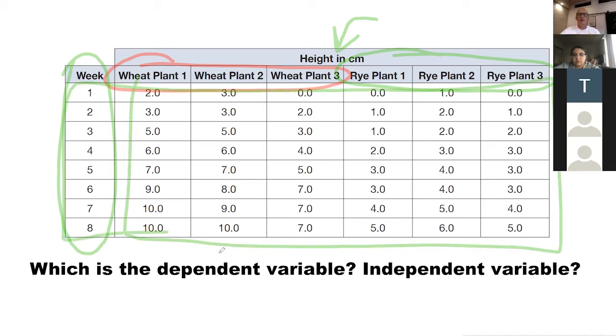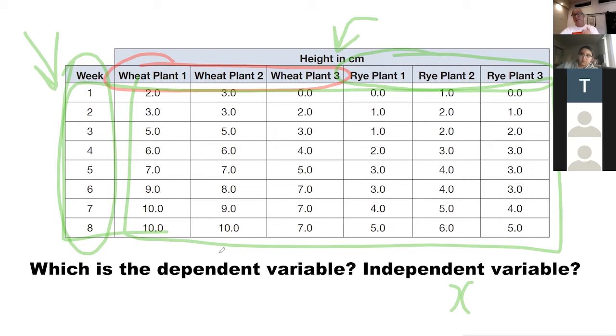So what are we going to be plotting on the x-axis? The height and the weeks. Sorry? So the height depends on the weeks. That's right. The height depends on the weeks. That's exactly right. So which one is our independent variable that goes on the x-axis? The weeks. Excellent. That's right.